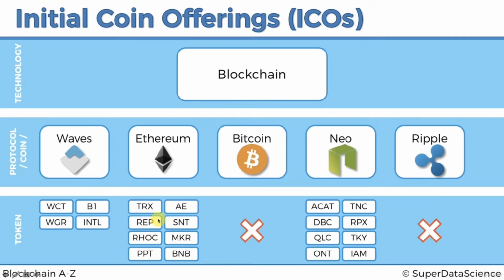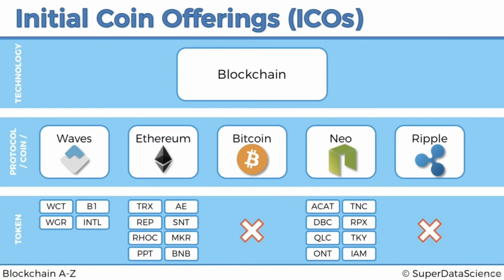And at the same time, an ICO can also happen on the protocol or coin layer, where if somebody comes up with a new protocol for blockchain, then they can create it and they can issue the coins that are going to be in that protocol in an ICO. So that's just something to keep in mind, but most commonly you're going to be dealing with, or hearing about, ICOs of tokens.